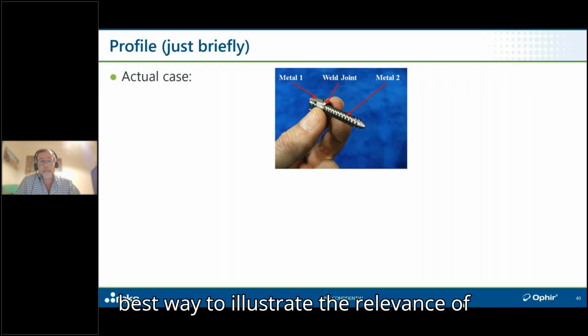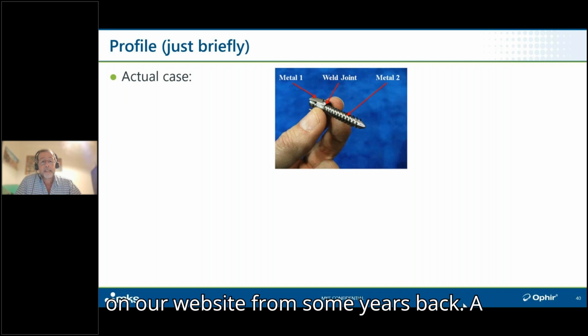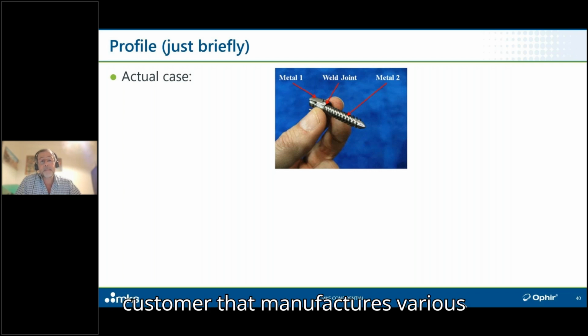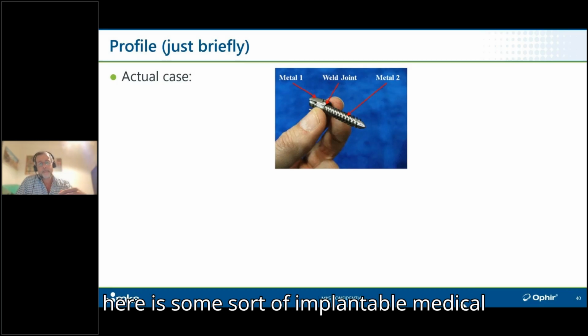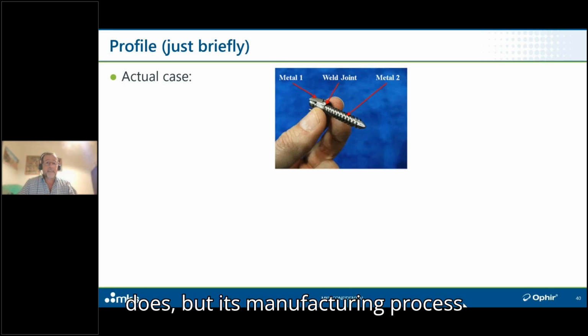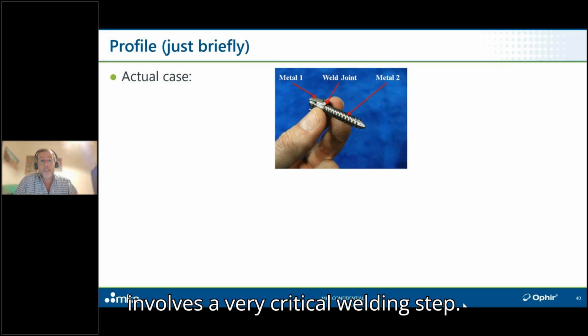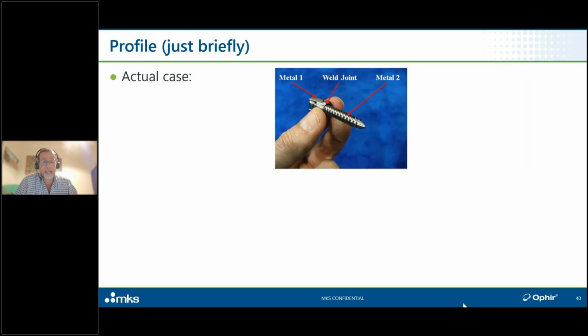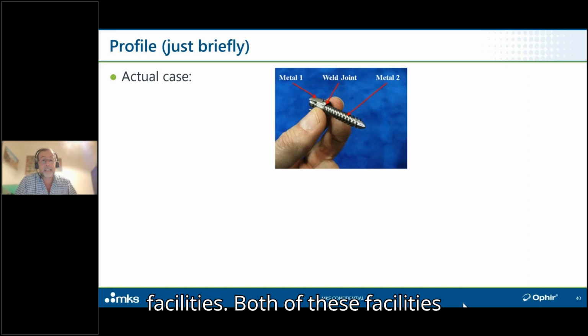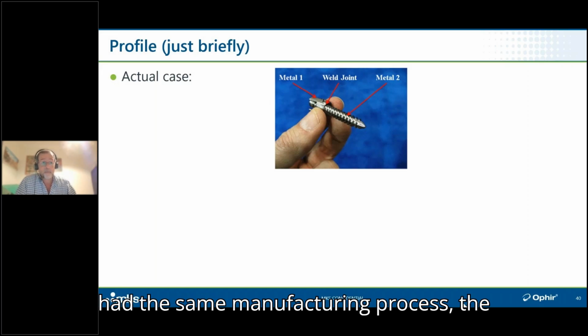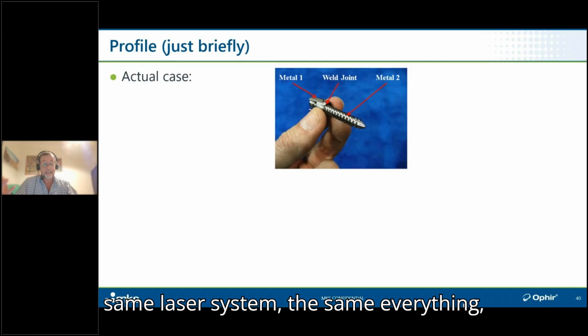Now, this customer was producing this component in parallel at 2 different facilities. Both of these facilities had the same manufacturing process, the same laser system, the same everything, but the welds coming out of one facility were always good, and the welds coming out of the other facility were very often failing, luckily at QC inspection and not, God forbid, later on already in a patient. They couldn't figure out what the problem was because the processes looked the same.